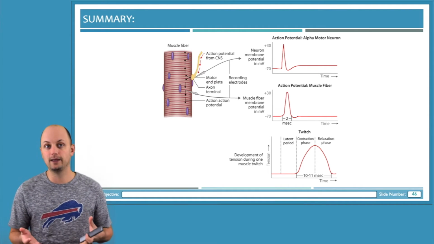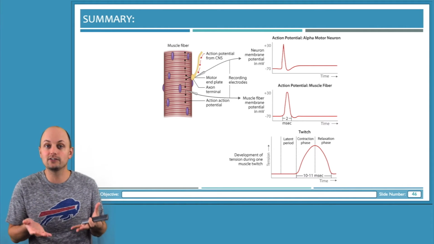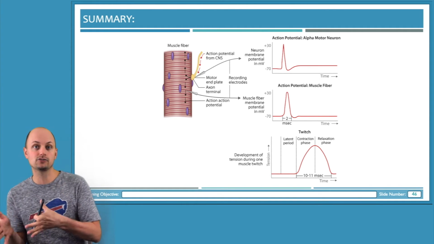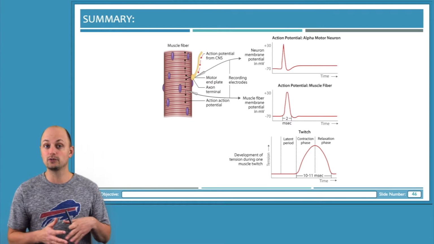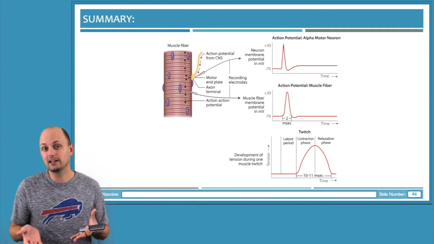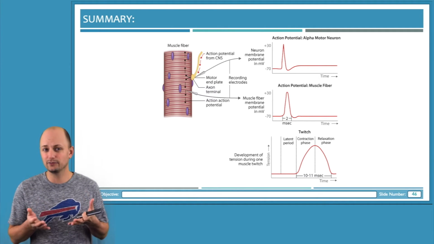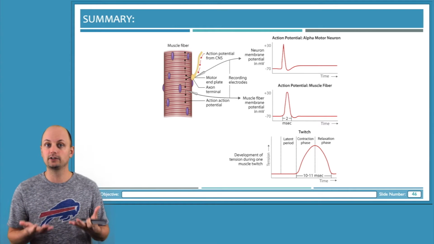But if you look at the bottom panel, you can see that the twitch has a slightly longer delay before it enters its contraction phase. In other words, depolarization happens and then contraction happens. And during that 4 to 5 milliseconds, which is known as the latent phase, that's when the molecular events of excitation-contraction coupling are happening. So that delay really exists because the calcium has to get out of the sarcoplasmic reticulum.